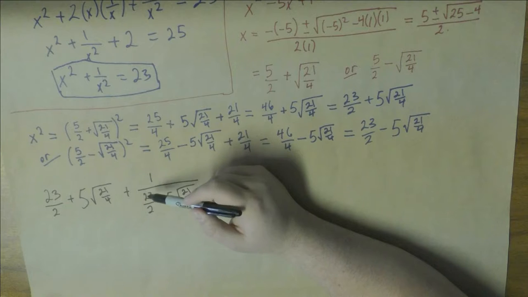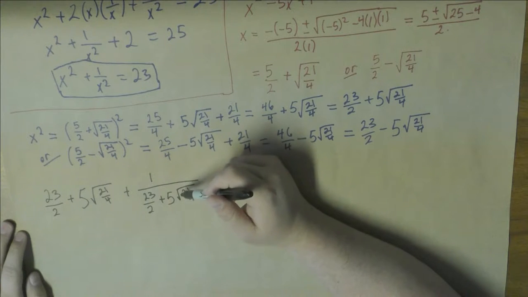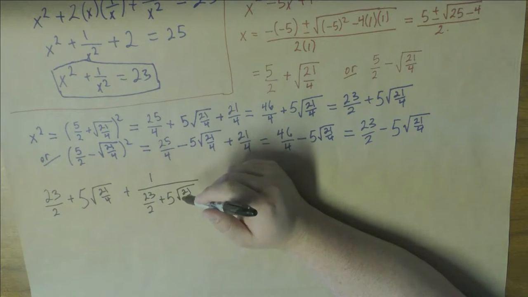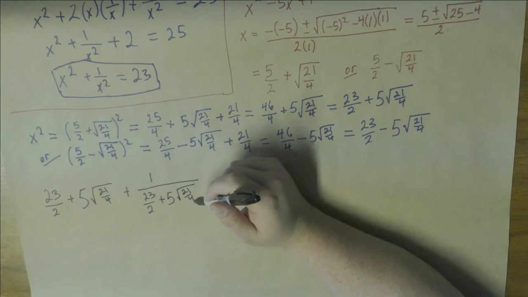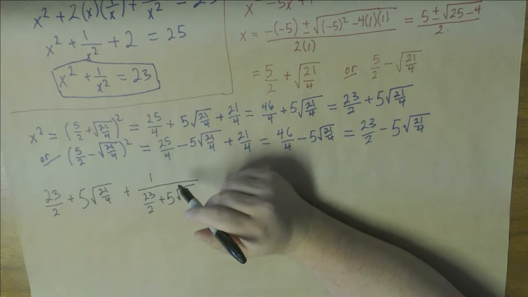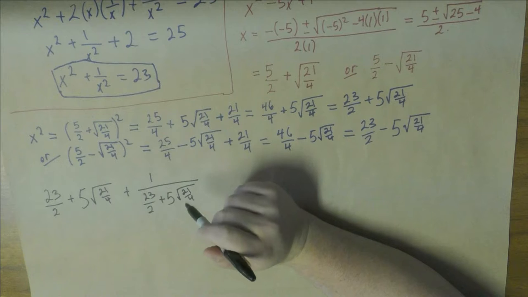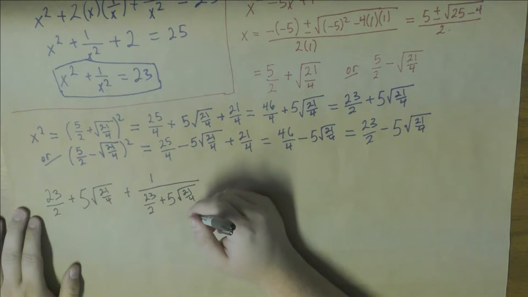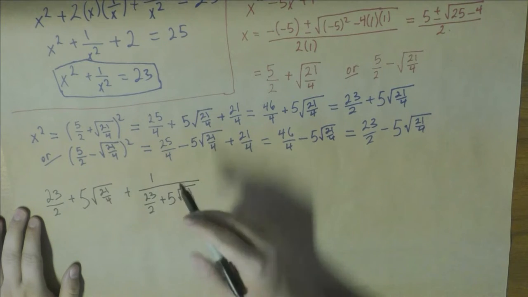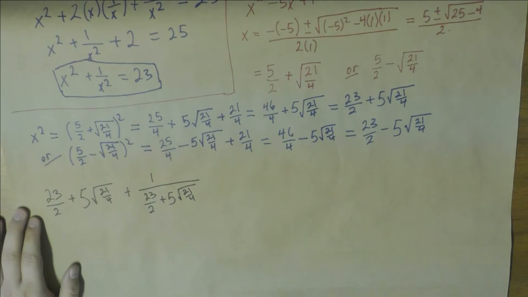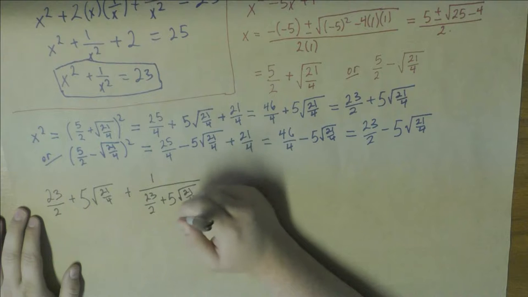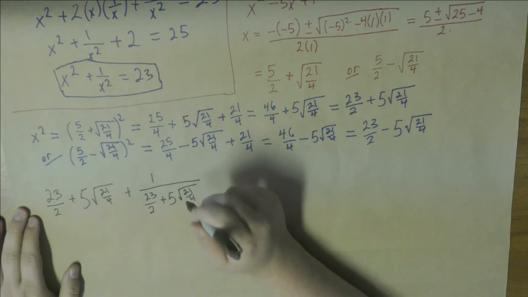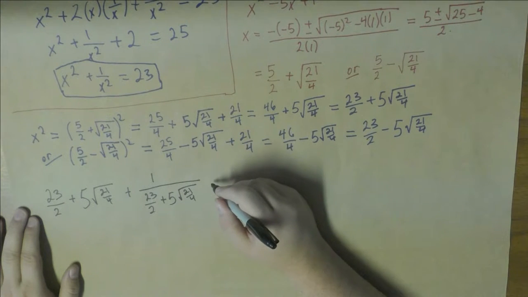Now, we've got this problem here. We've got this radical thing on the bottom. So what we want to do first is get rid of the fraction. We don't like the fraction here, and especially we don't like the radical in there. So we're going to multiply this by the conjugate pair, which is the negative thing here. When we do that, we'll get a difference of squares on the bottom, which will eliminate that root sign.